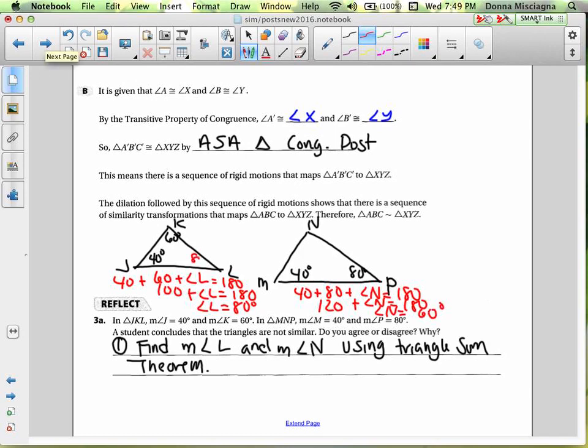So notice we have three congruent angles. We just had to make sure we found the measure of the other one. So just because the two we had didn't match, once we found all three angles, we see that our triangles indeed are similar. So do we agree or disagree? We disagree.